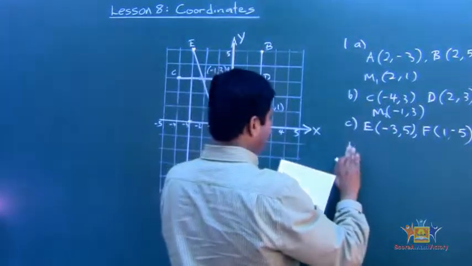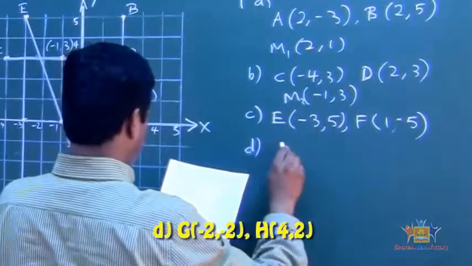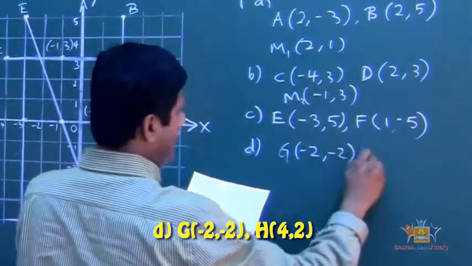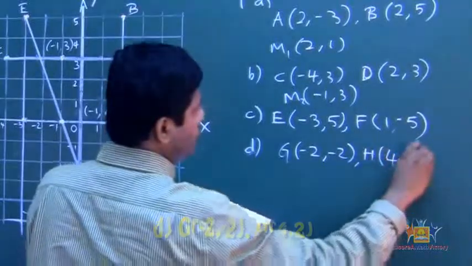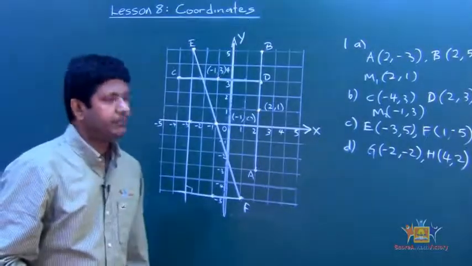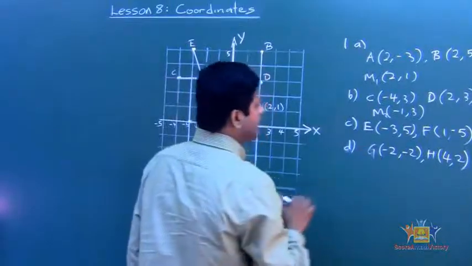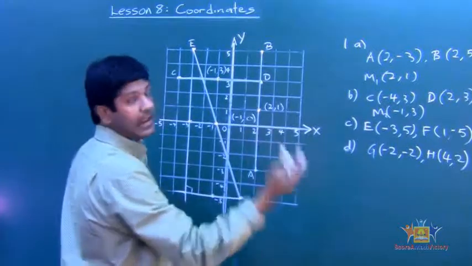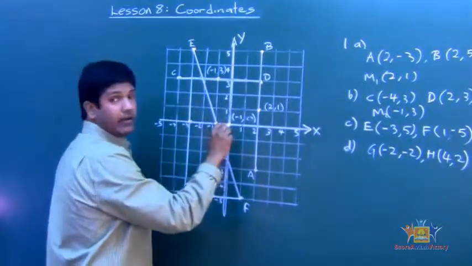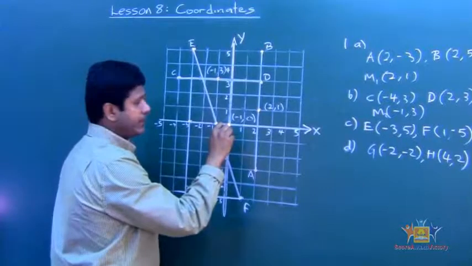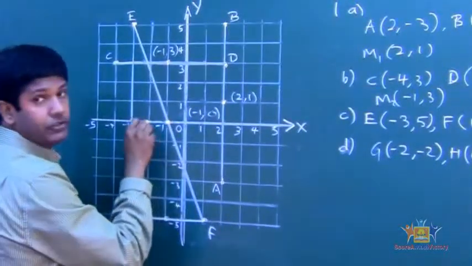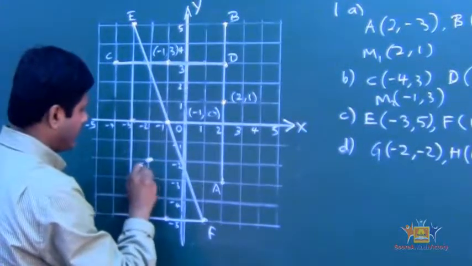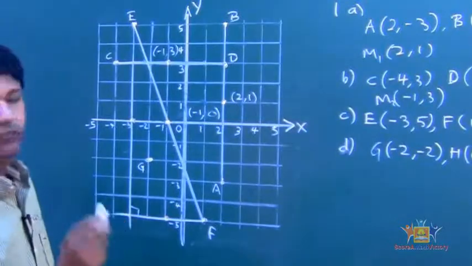Problem D, you're given point G is (-2, -2), and H is (4, 2). All right? So what's our first step? Let's plot them on the Cartesian plane. So let's do G first. G is (-2, -2). Always go to the reference point, which is the point of origin. Okay, -2 means you're going to the left by 2, down by 2. See that? That's your point for G.